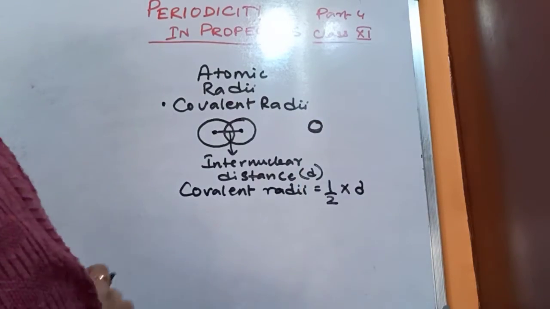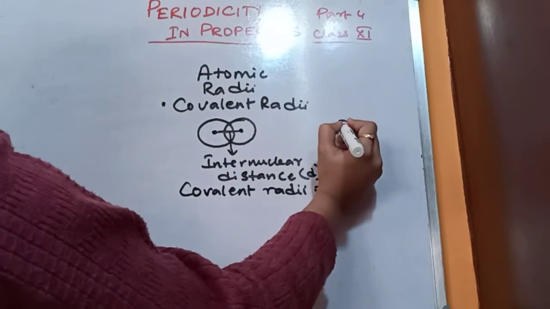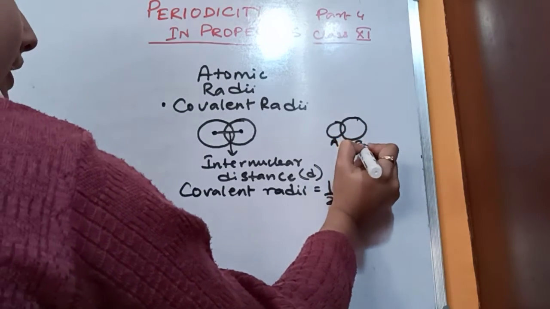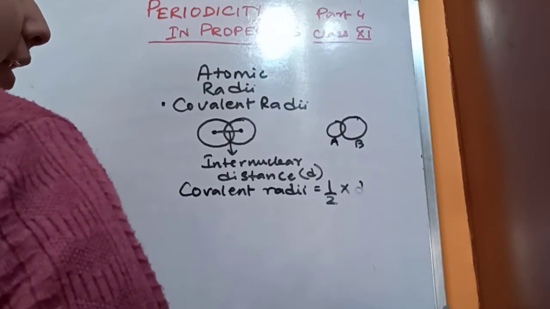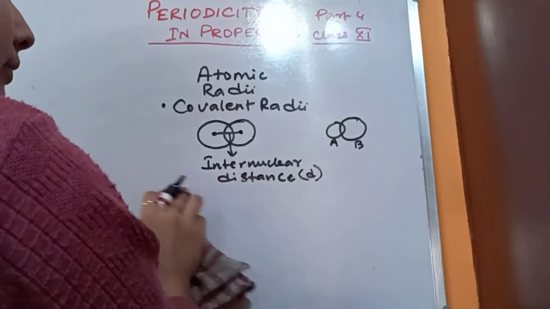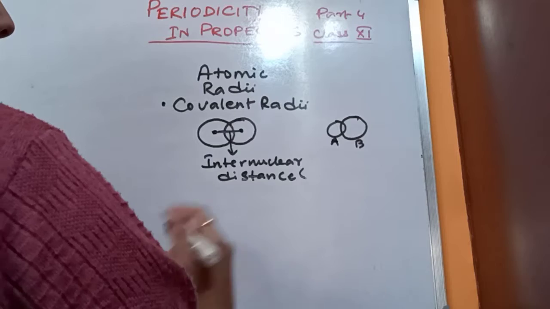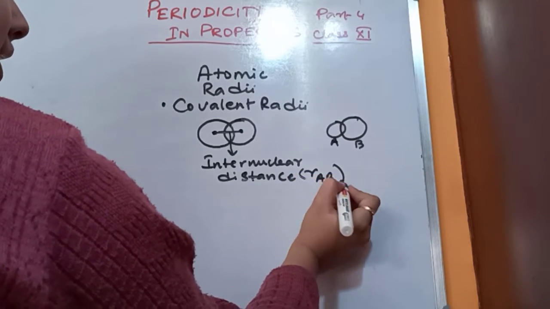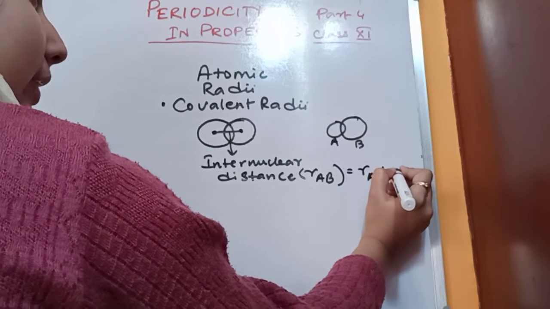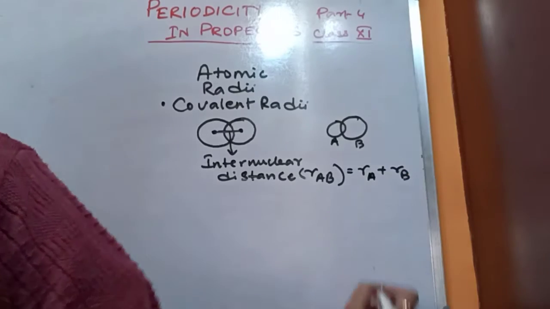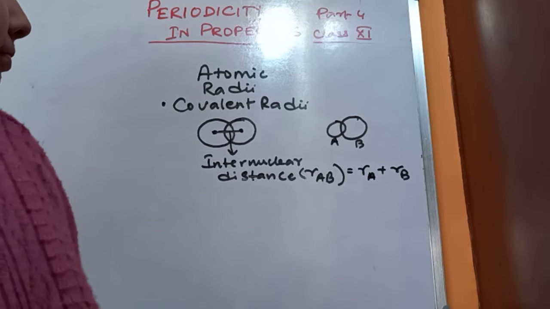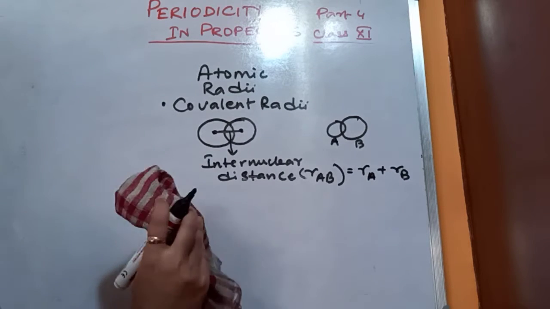For heteroatomic compounds, if I consider this atom as A and that atom as B, then the internuclear distance will be considered as RAB. It will be equal to the atomic radius of A plus the atomic radius of B. This is for heteroatomic compounds. So this is about covalent radii.